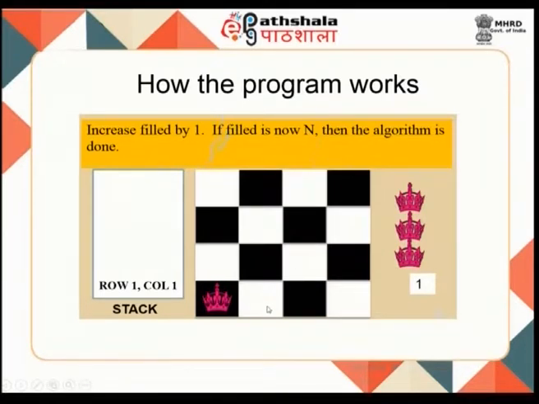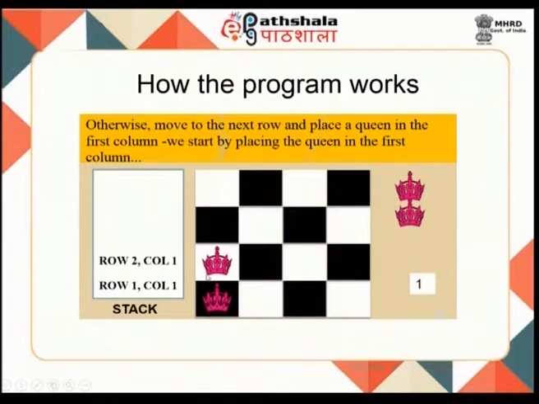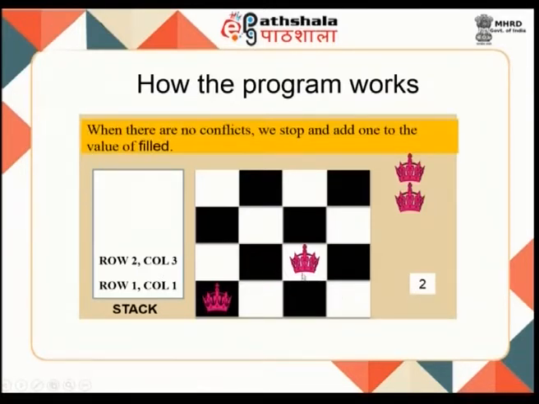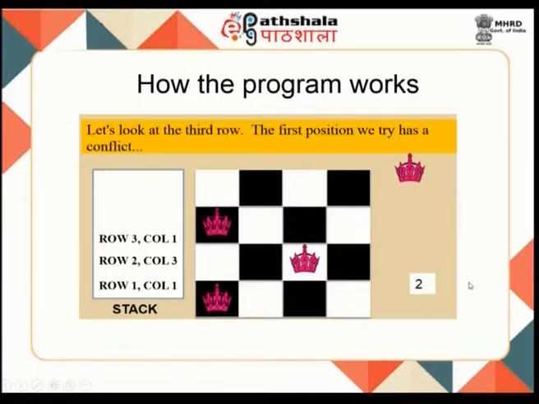Then we go to the next row and we start with the leftmost column. We put the queen here, but obviously there is a clash. We go here, there is a clash, we go here, there is no clash. So, we stop here. Now, this is the final position of the queen at this point of time. Since the position of this particular queen has been found with no conflict, we increase fill to 2. Now, we have to take the third queen. Up to now we have not done any backtracking. So, we start with the third queen.